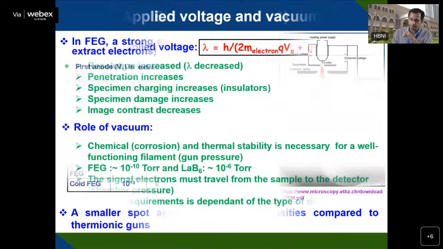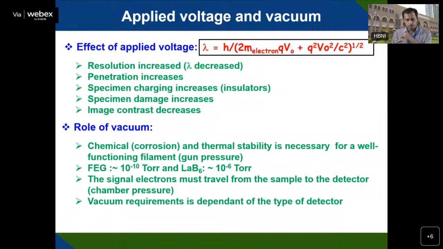For high energy electron production, the voltage you apply matters. Lambda is related to the voltage, the initial voltage that you are using, so it will depend upon the resolution. It increases if you have a high voltage, and penetration will also increase. But the problem is that in insulating samples you will get a specimen charging effect, and because of the high voltage, sometimes damage occurs. So you have to use a balanced voltage, where you are able to get high energy electrons and high current density, as well as less damage to the samples.